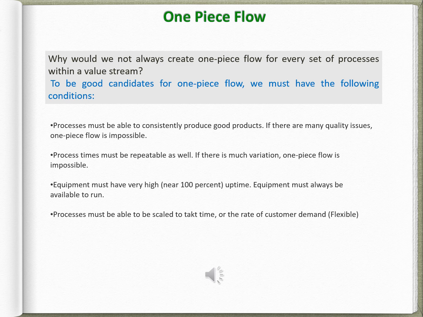To be good candidates for one-piece flow, we must have the following conditions. Processes must be able to produce good products consistently. If there are many quality issues, one-piece flow is impossible. Process times must be repeatable as well. If there is much variation, one-piece flow is impossible. Equipment must have very high, near 100%, uptime. Equipment must always be available to run. Processes must be scalable to takt time, or the rate of customer demand, flexible.